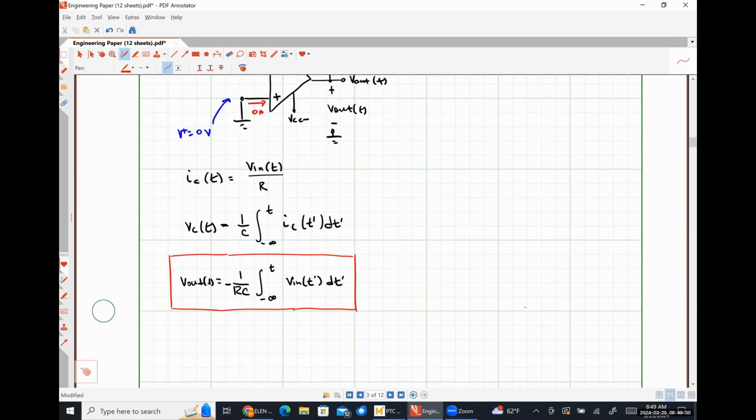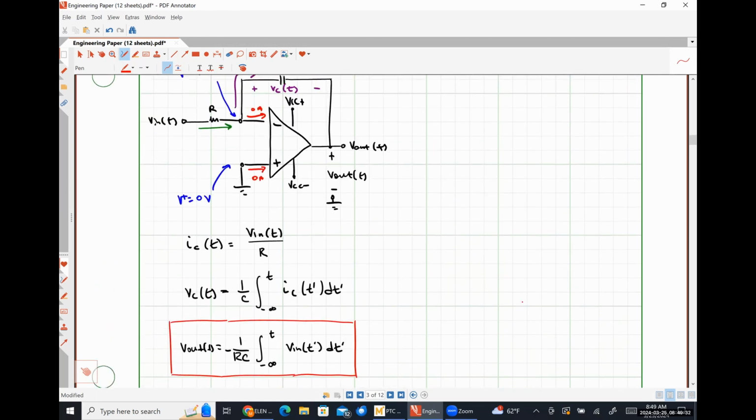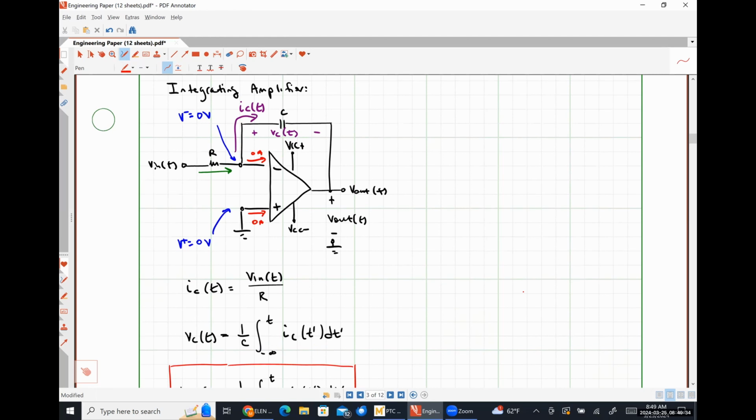So, a couple of different things here. The first is we use that relationship for our integral where we went from negative infinity to positive t, so that we wouldn't really have to worry about an initial condition on our capacitor.